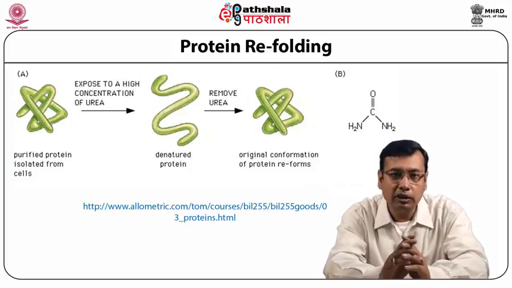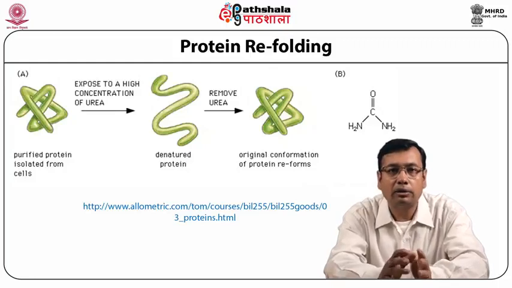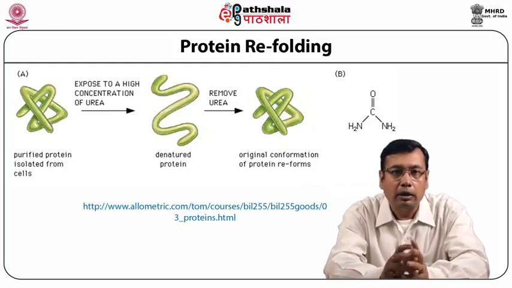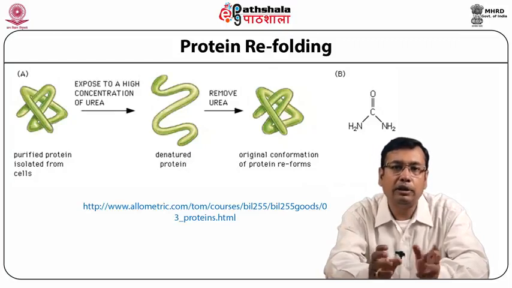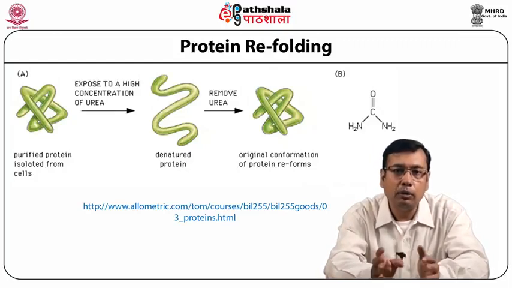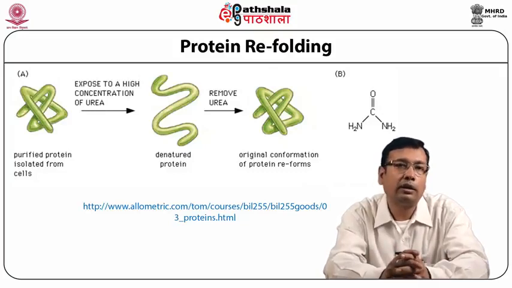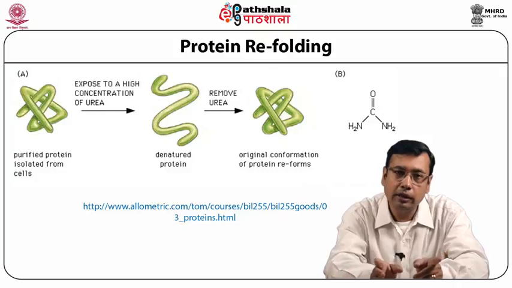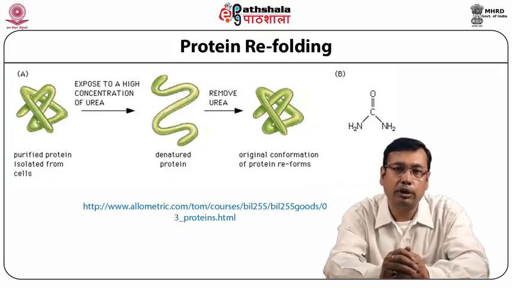You can see in this figure that purified protein isolated from the cells is exposed to a high concentration of urea. The moment you add the urea, that protein is denatured. Remove the urea and again that protein gets its original conformation. So here we have learned the denaturation and renaturation process of protein.